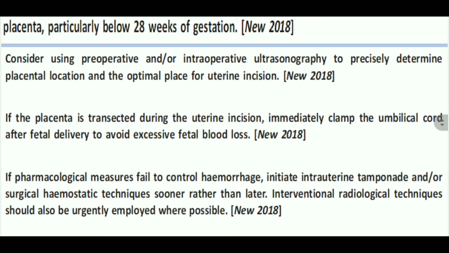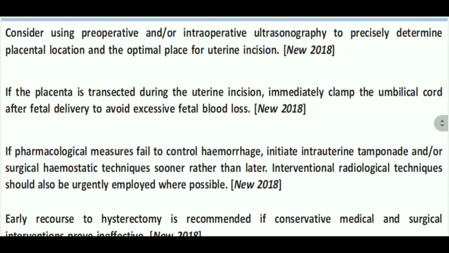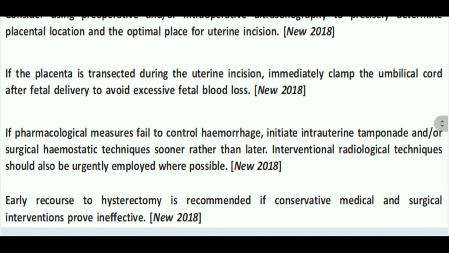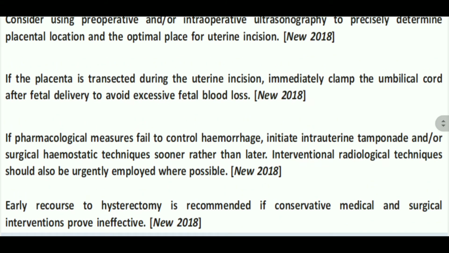Now, there is a role of ultrasound as well. Pre-operative and intraoperative ultrasonography has a very important role to precisely determine placental localization and optimal place for uterine incision. Now, sometimes placenta is transected during the uterine incision. So what we have to do in that case, we have to do immediate clamping of the umbilical cord after fetal delivery to avoid excessive fetal blood loss.